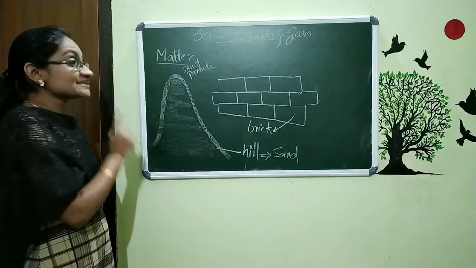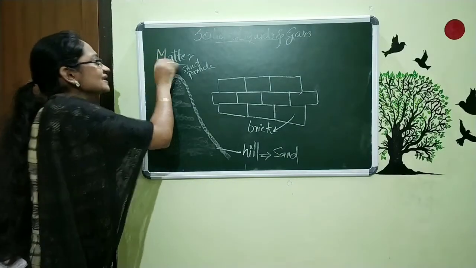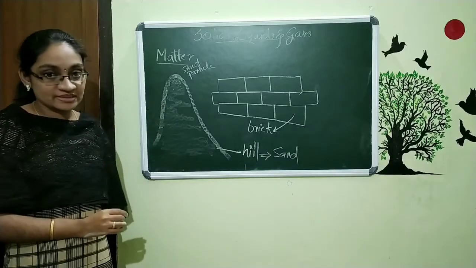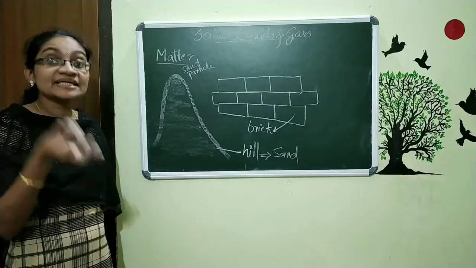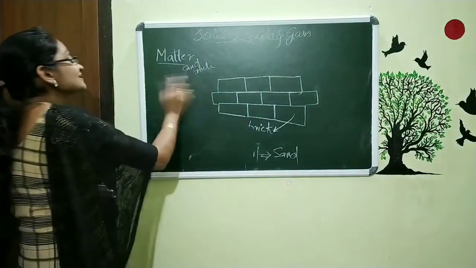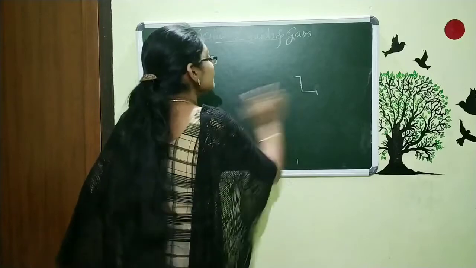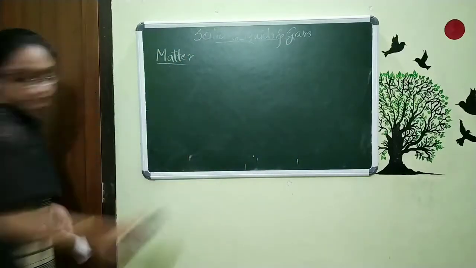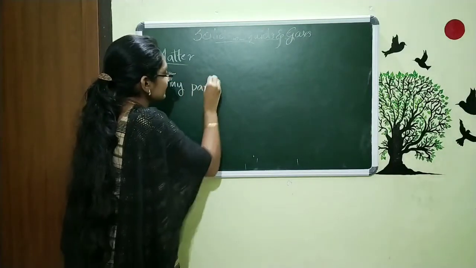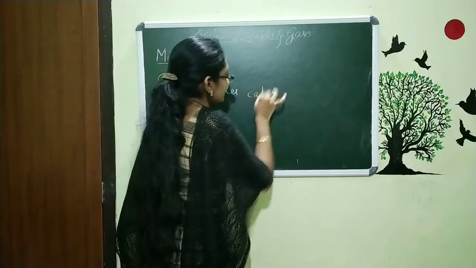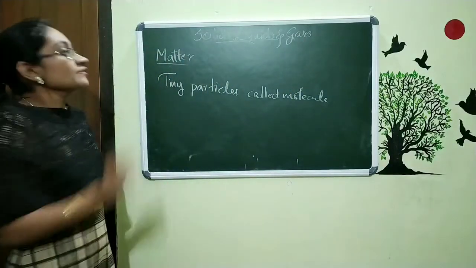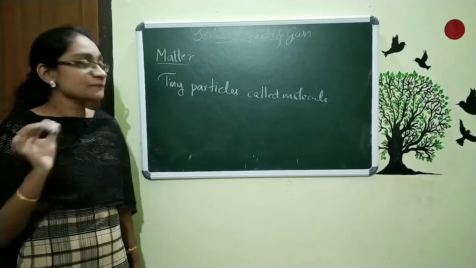So, in a similar way, what is the small thing that combines to make matter? That is our question. It is nothing but the tiny molecules. So we can say matter is made of tiny particles called molecules. So we can say matter is made up of tiny particles called molecule.